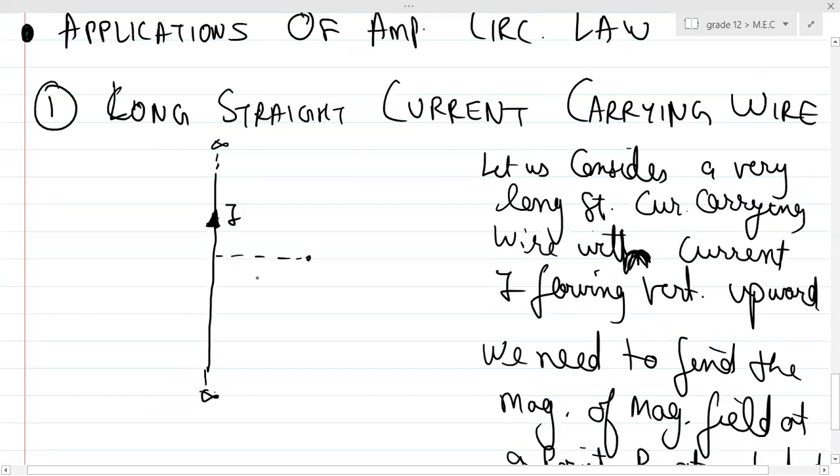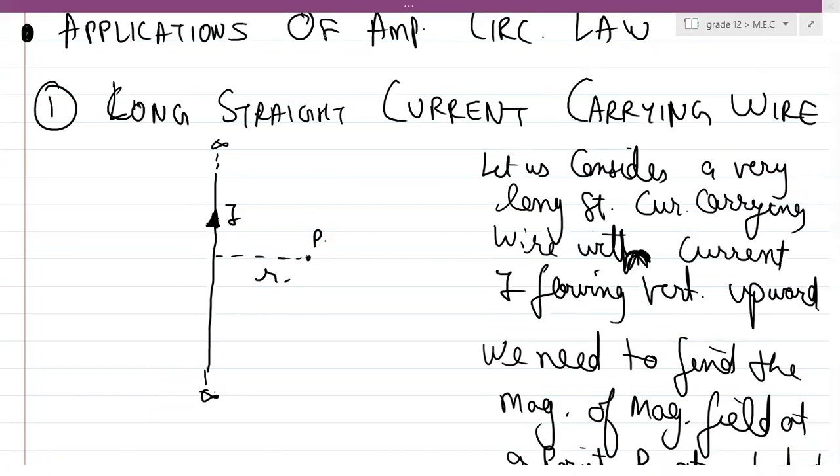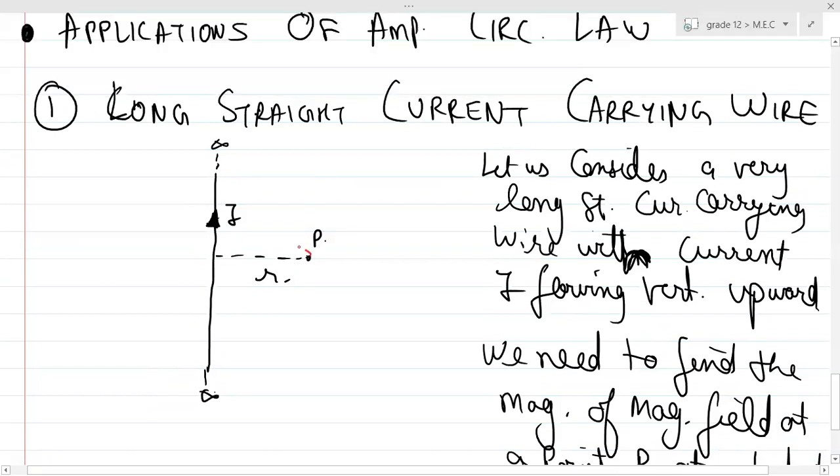Nobody will stop you. So if I say the magnetic field will be in the form of what? The magnetic field will be in the form of closed loops, right?